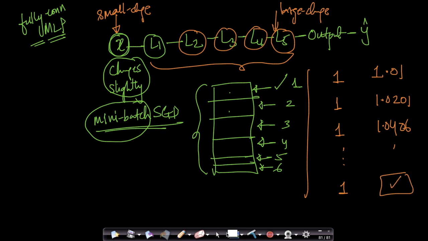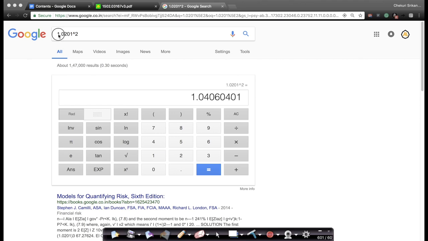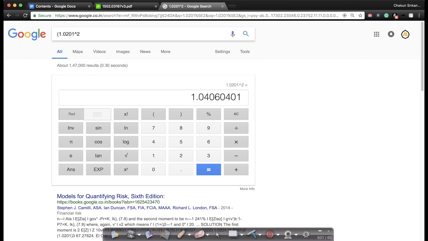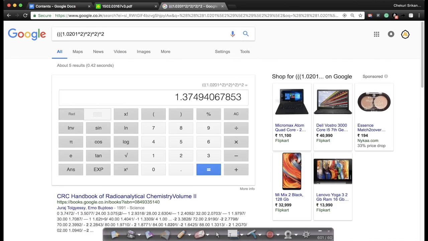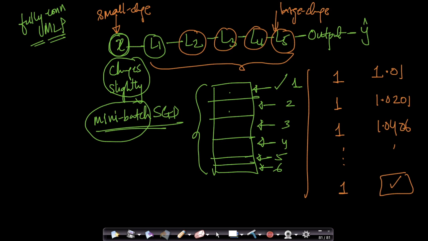For example, if I keep squaring it, because I'm multiplying it with itself, say 5 times, I get 1.375. This number is the same, but this has changed. This is 37% more than this, by just applying a very simple operation a few times.